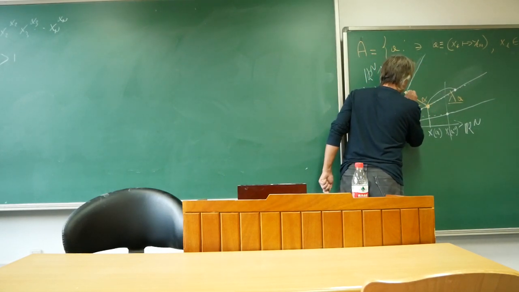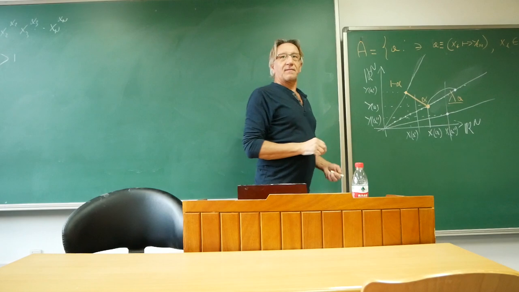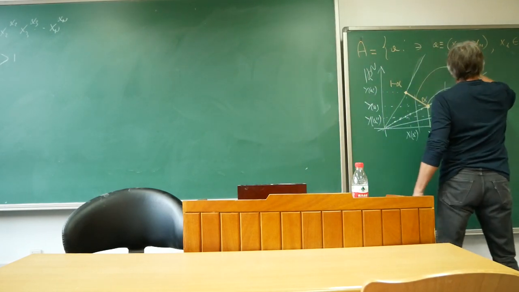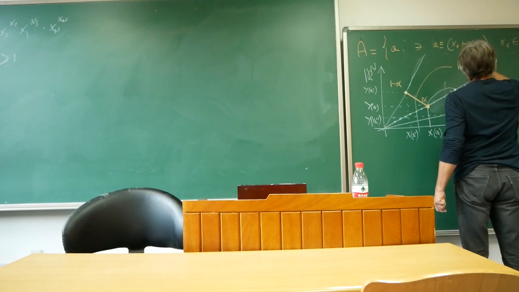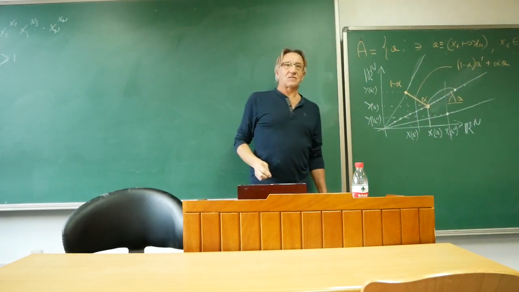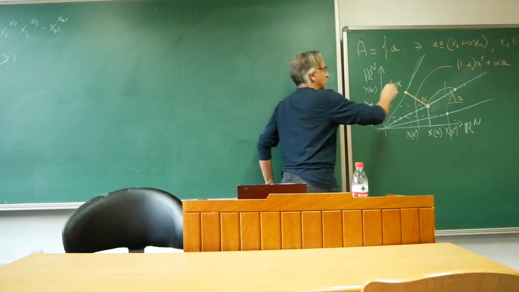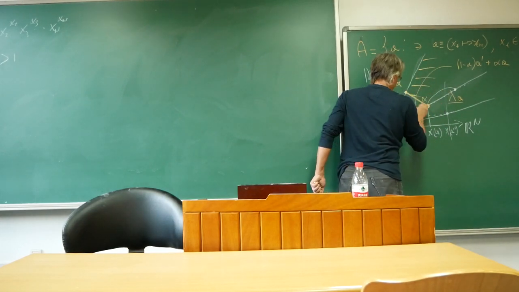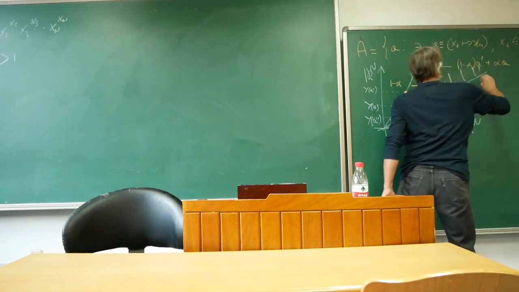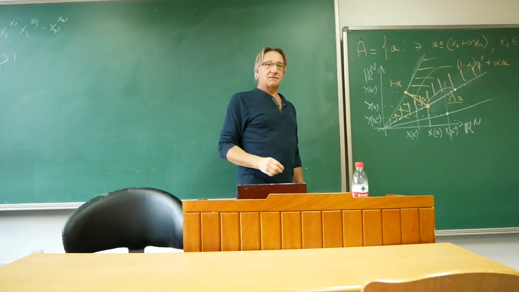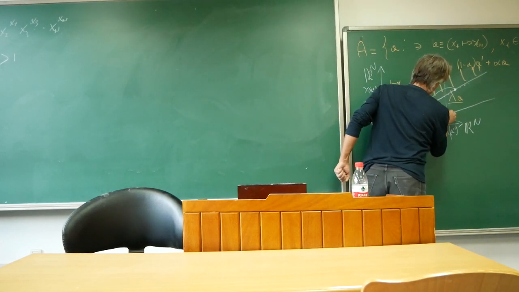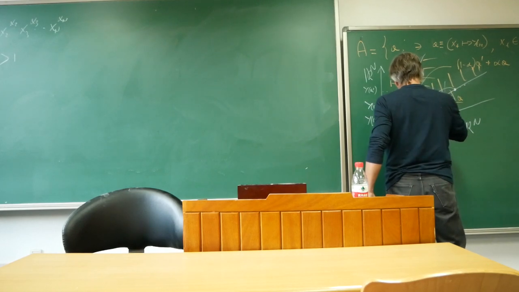The point here is 1 minus alpha A prime plus alpha A, correct? So together with replicability, we fill this whole cone, correct? And then if we do this again here, we also fill in this whole cone.